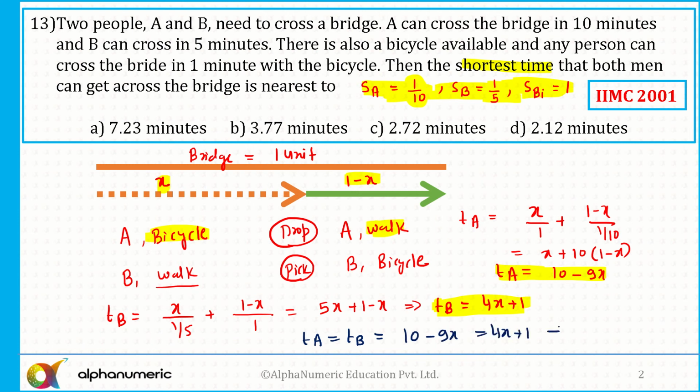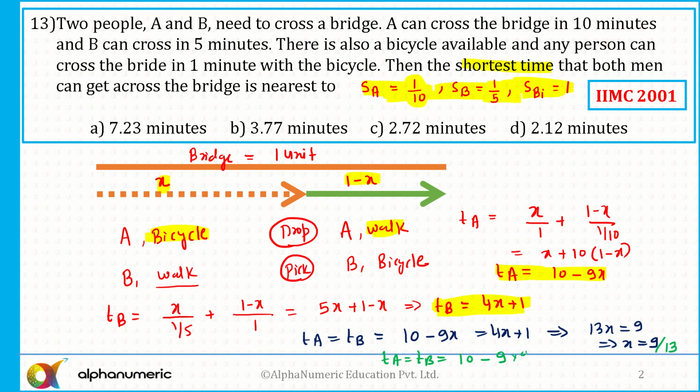If you solve this equation, I'll get 13x is equal to 9, so x is equal to 9 by 13, not 9. Once we get x, you can substitute in any one of the equations and you'll get your answer quickly. As both of them are equal, time taken by A equals time taken by B.